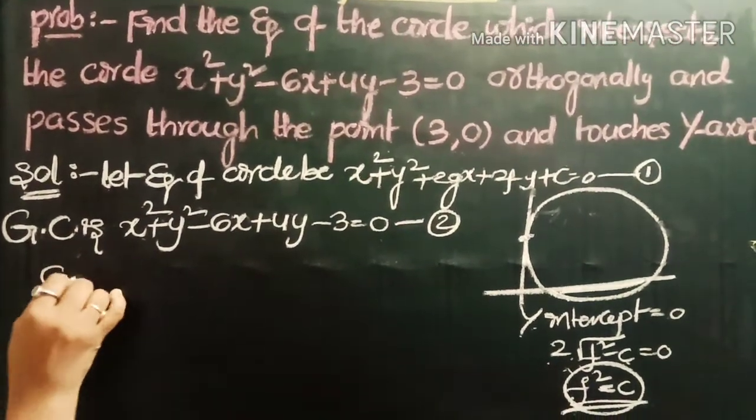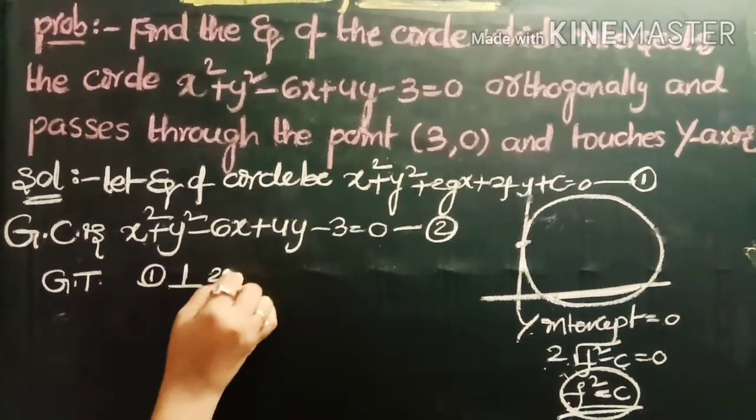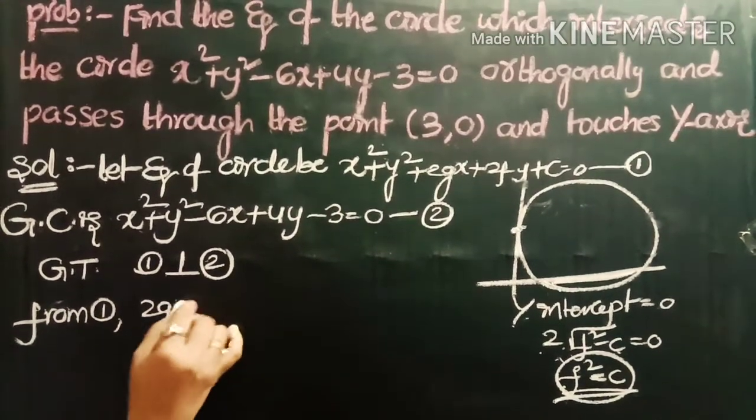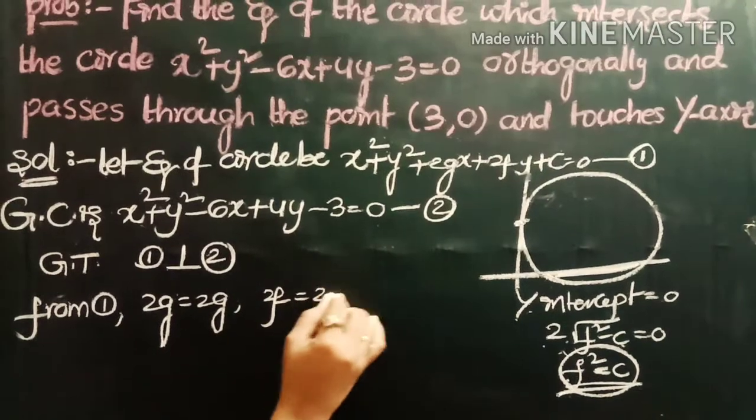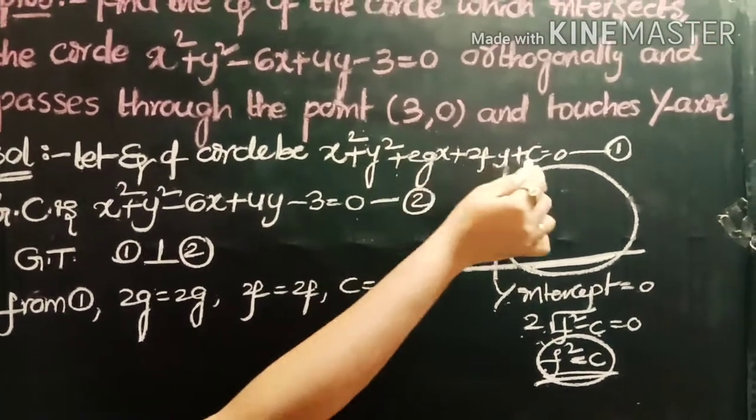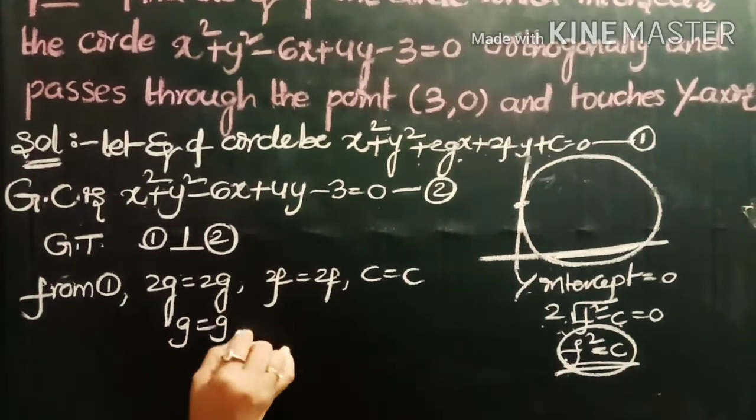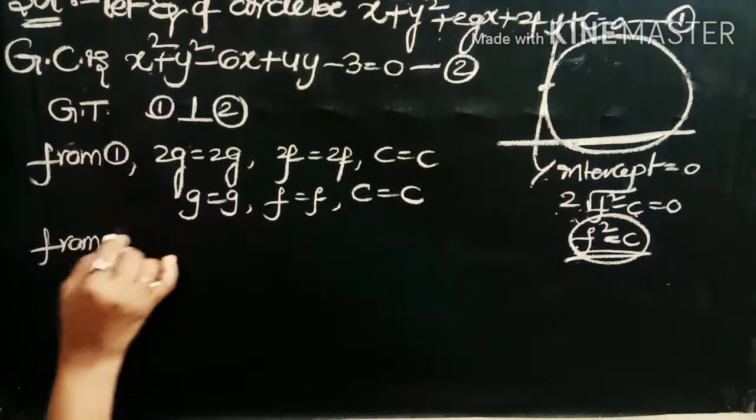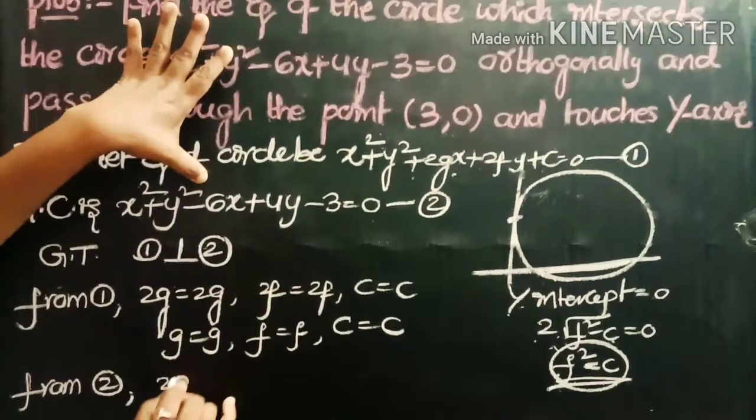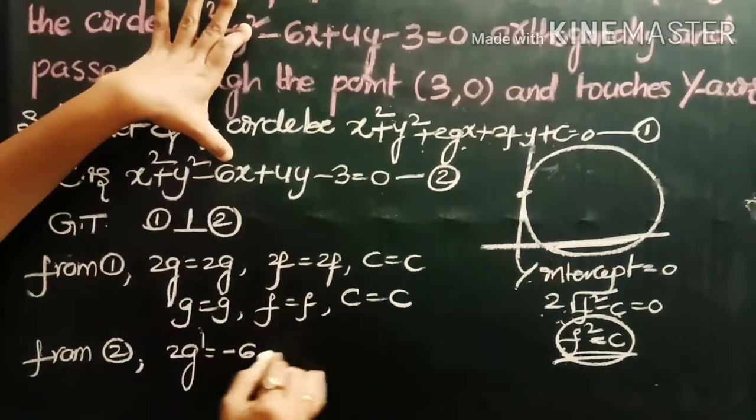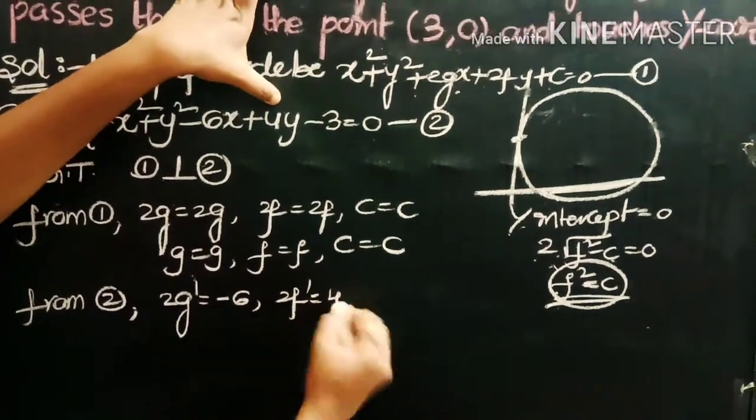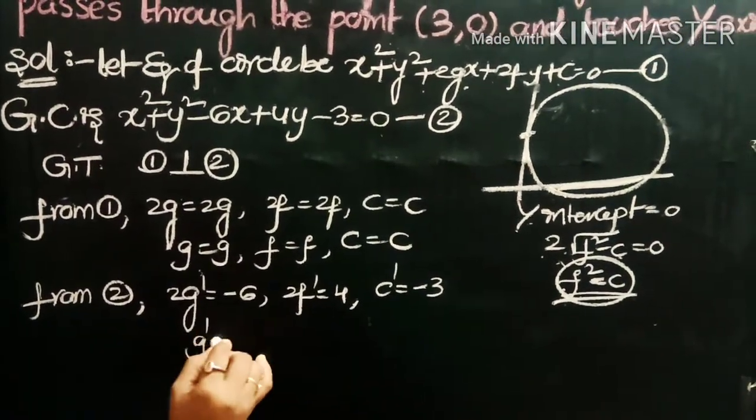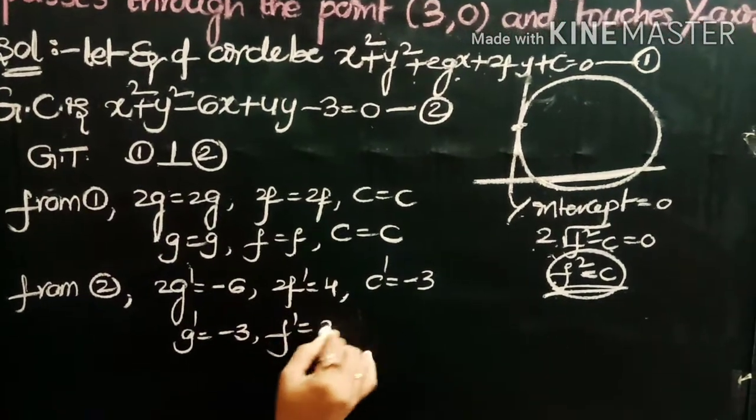Given that the first circle is orthogonal to the second circle, we take the values first. From the first equation, 2g is 2g, 2f is 2f, and c is c. All values are the same, that is g is g, f is f, and c is c. Now coming to the second equation, 2g dash is the x coefficient, minus 6, 2f dash is the y coefficient, 4, and c dash is the constant, minus 3. That is g dash is minus 3, f dash is 2, and c dash is minus 3.